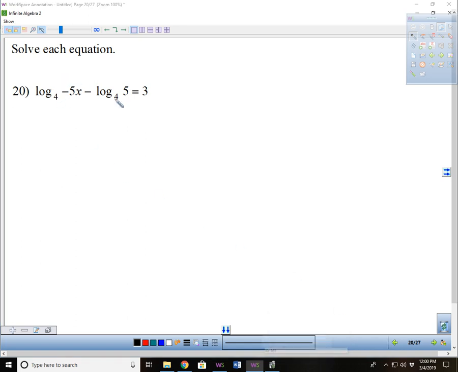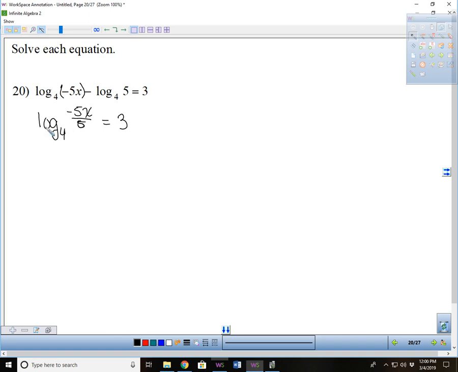Okay, so I have 2 logs here, and I know this kind of looks funny, but this is the log of negative 5x, and I'm subtracting. So I've got log base 4. So when you subtract the 2 logs, you're going to divide. I have negative 5x divided by 5 is equal to 3.